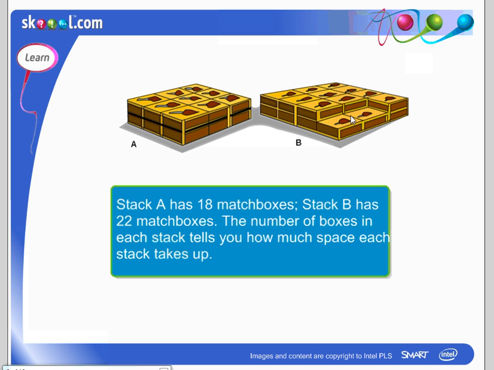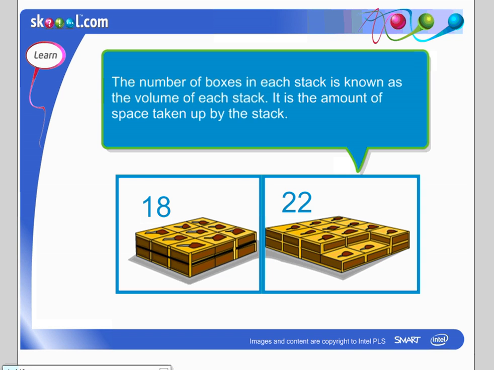On this one, we have additional boxes. We have 1, 2, 3, 4, 5, 6, 7, 8, 9, 10 on the top, and then 2 extra on the bottom would give it 22. So the volume of A would be 18 match boxes, and the volume of B would be 22 match boxes. So the number of boxes is known as the volume of each stack. It's the amount of space taken up by the stack.